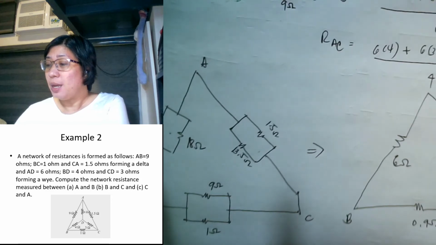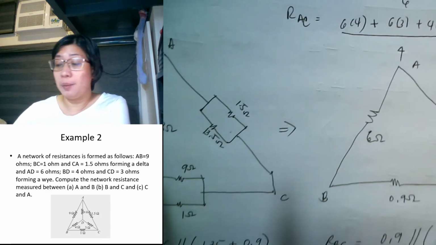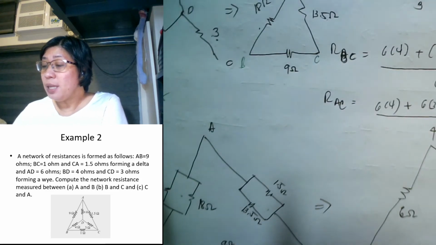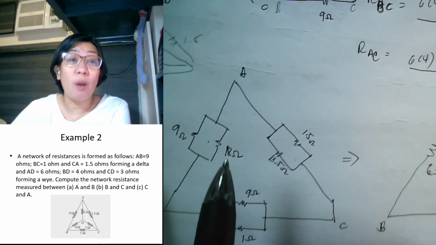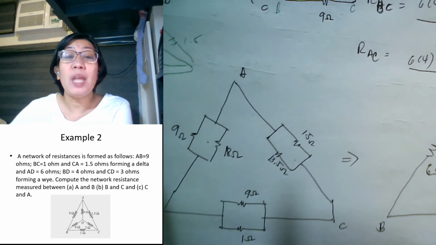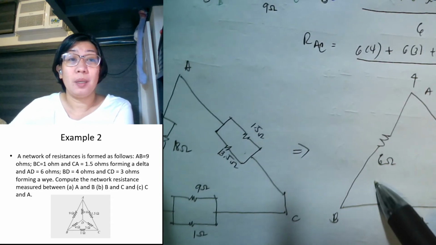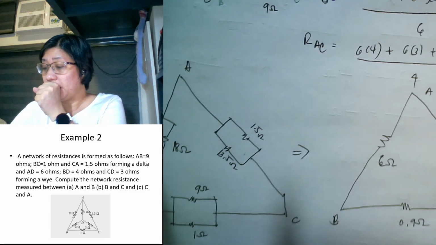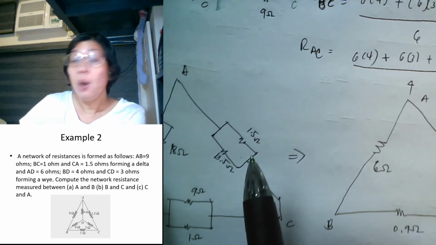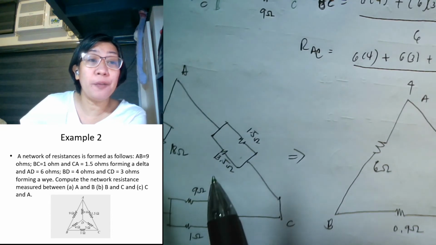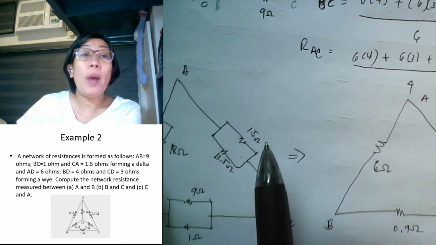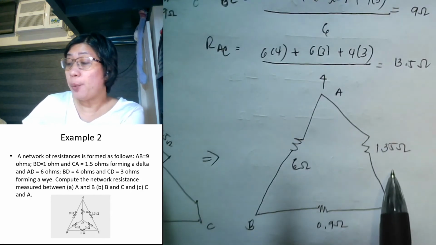You just combine. So, your RAB now is what? 9 parallel 18, so that is product over sum. So 9 times 18 divided by 9 plus 18, that will give us 6 ohms. Then we have 1.5 parallel 13.5. So 1.5 times 13.5 divided by 13.5 plus 1.5. That will give you 1.35.